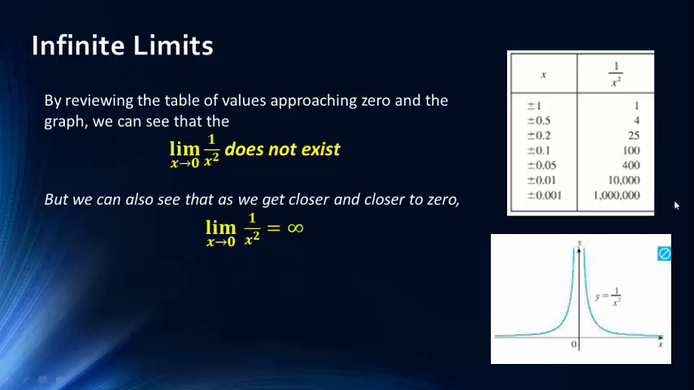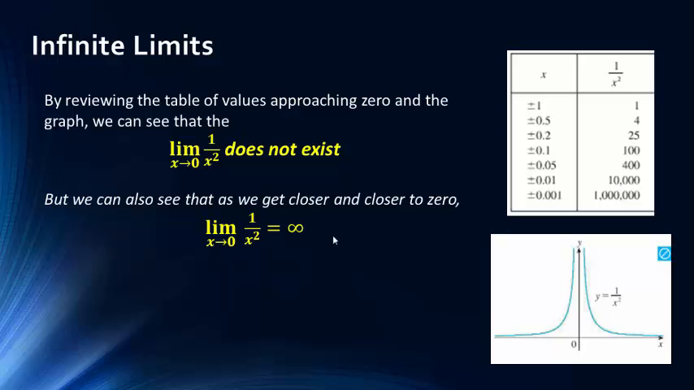But again, we can also see as we're getting closer and closer to 0, the y value, or the functional value, is getting larger and larger, and it's going to infinity. So we can actually write that the limit as x goes to 0 of 1 over x squared equals infinity. Now this is a little bit confusing because both of these statements are sort of correct. The first one is a little bit more accurate, that the limit doesn't exist. The second one kind of implies that the limit does exist because it equals infinity.